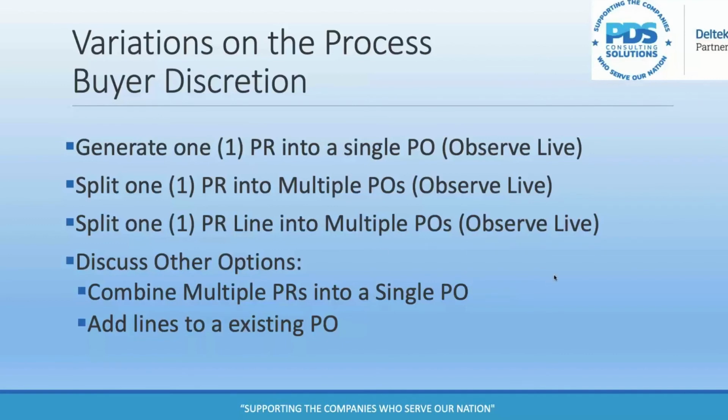And then I mentioned that we can do the opposite of splitting a req. We can combine multiple reqs into a single PO. And of course, we can also add lines to an existing PO. And we can do that through this requisition process. One of the things that's in the PO, once we generate the PO from the req, is the req number is embedded in the PO. So we know what requisition generated that line into the purchase order.